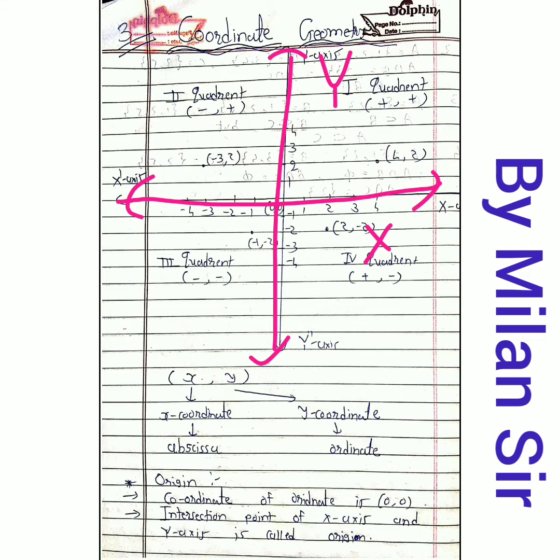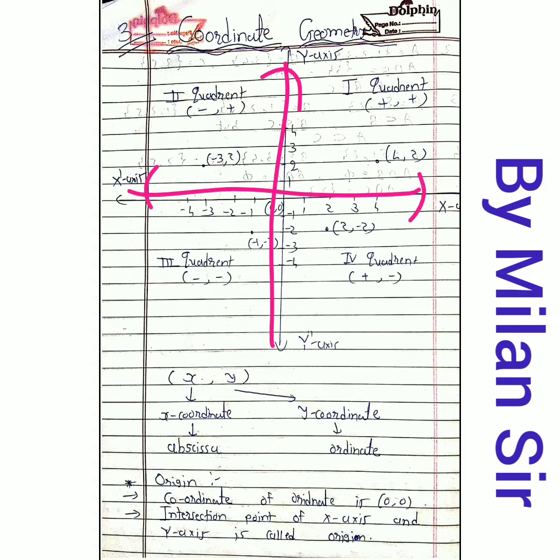Now here, on this side the values on the x-axis are positive, and on the left hand side we have negative values. It is also called the x dash axis, otherwise minus x-axis.